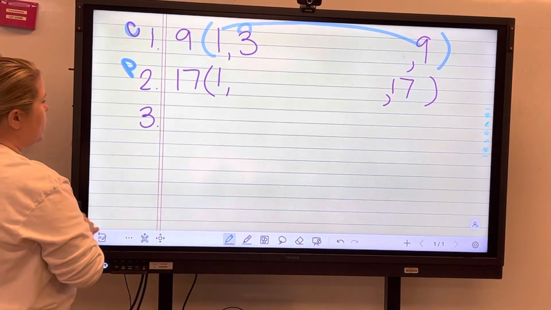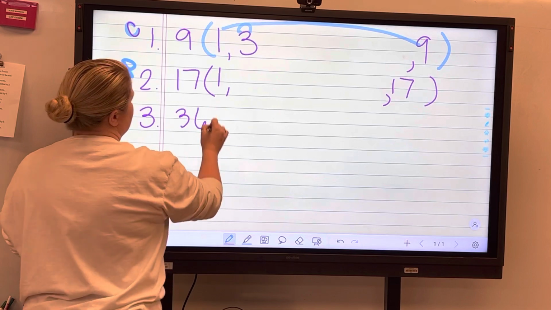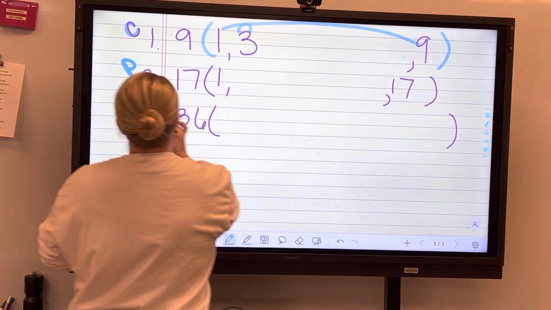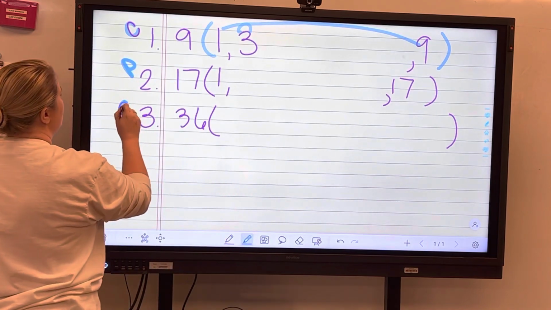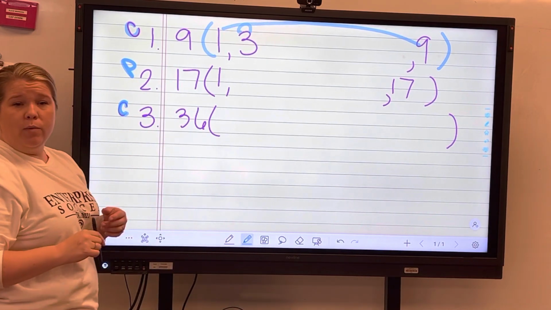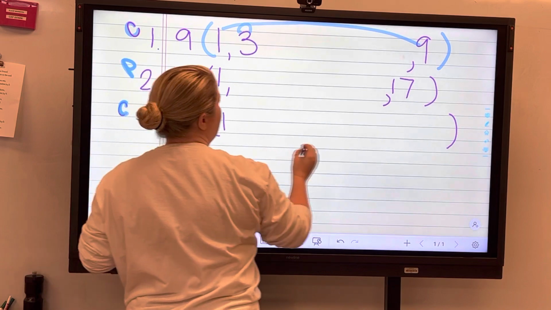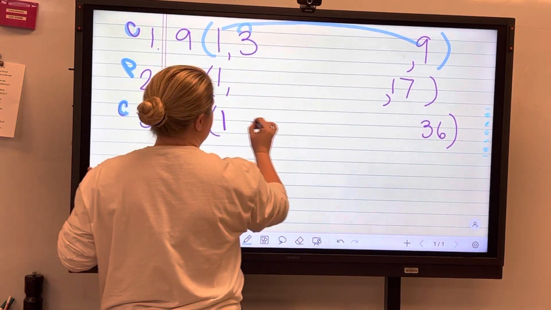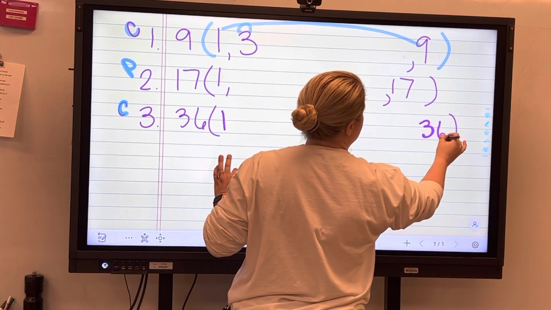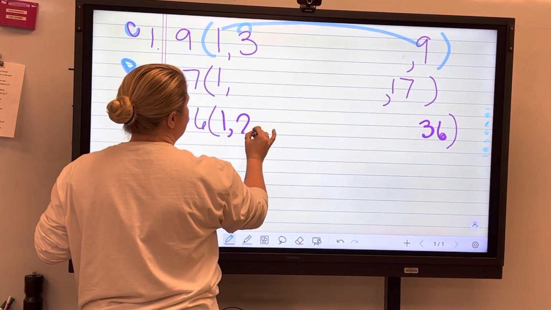All right, number 3, let's look at 36. It's composite. All right, it is going to be composite because it's what? Even. It is even, right? All right, so I'm going to start with what? 1 and 36. Make sure we kind of stay together. Don't get ahead of me. 1 and 36. Will 2 work? Yes. Because it's even.